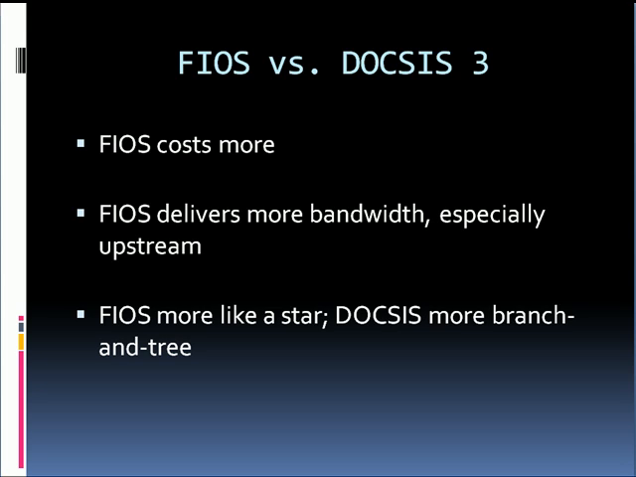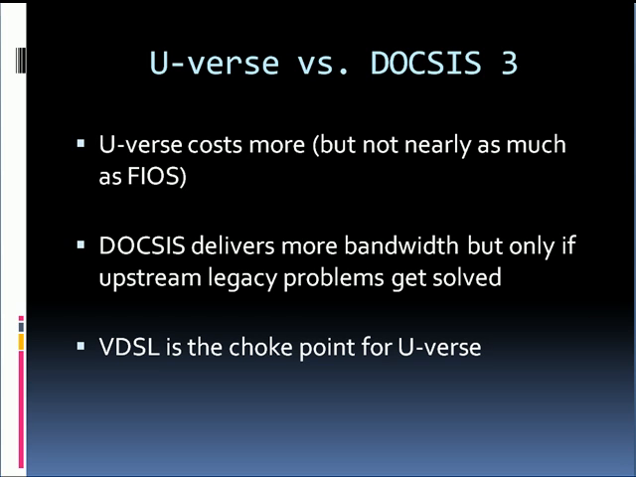in the upstream direction. In comparing UVerse to the DOCSIS 3.0 cable standard, we note that UVerse still costs more, but not nearly as much as FIOS. DOCSIS does deliver more bandwidth, but only if it can overcome the legacy issues we recently discussed. VDSL remains the choke point for UVerse architectures.